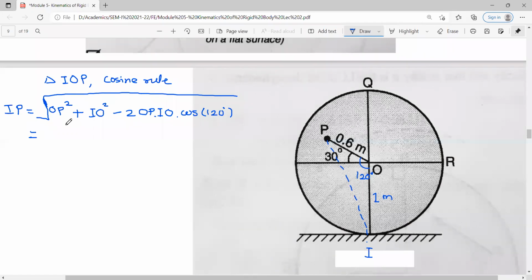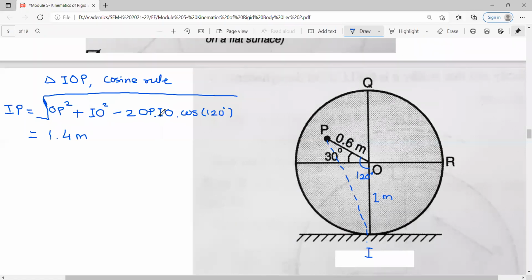1.19. 1.19 IP. Okay, any other answer? Check karo. 1.4. Yes, it's 1.4. In the book, the answer is 1.4 meter. So OP value is 0.6 meter. IO is radius, 1 meter.